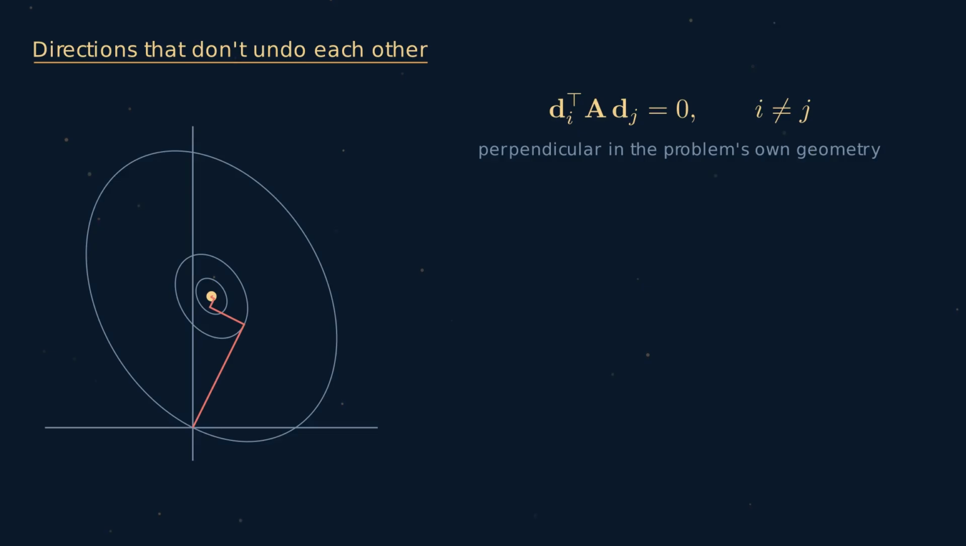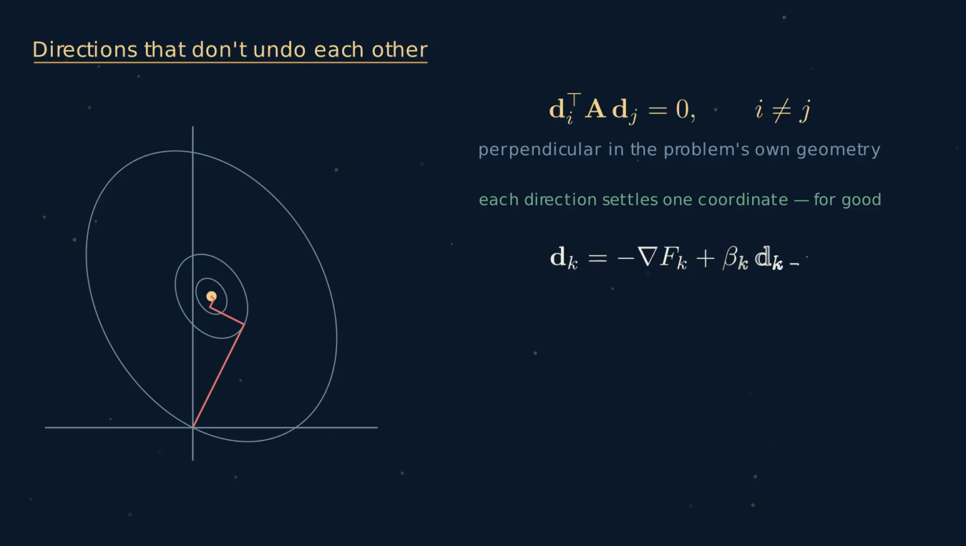Measure angles through the Hessian instead of the identity. Directions perpendicular in that sense are called conjugate, right angles, but only after you stretch the squashed contours back into circles. And that buys something remarkable. Minimizing along conjugate directions in turn means a later step never spoils an earlier one. Each direction settles one coordinate forever, so in n variables you finish in at most n steps.